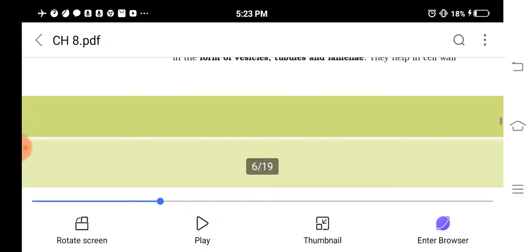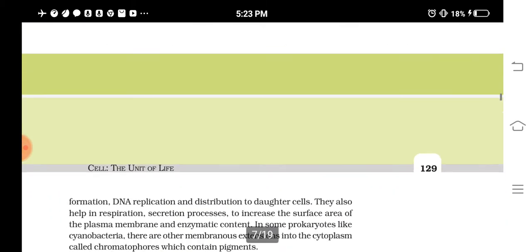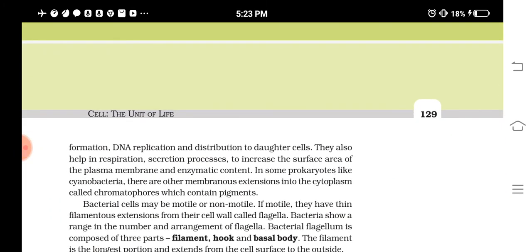So what are their functions? They help in cell wall formation, DNA replication, and their distribution to daughter cells. They help in respiration and the secretion process. They increase the surface area of the plasma membrane, etc.